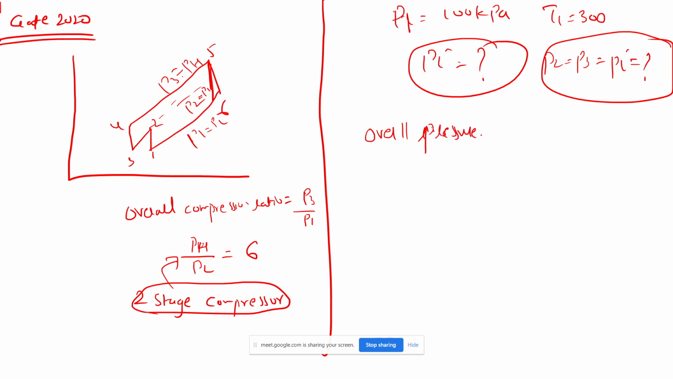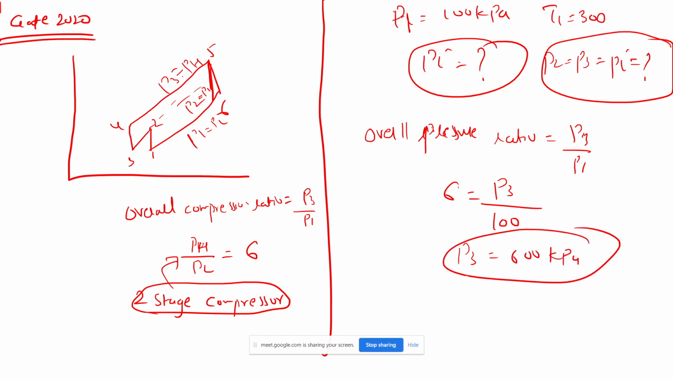Overall pressure ratio P4 upon P1 they have mentioned 6. P4 we will get from here. P1 they have given 100 kilopascal, so P4 will become 600 kilopascal. Now what is P intermediate? It is under root of P1 into P4, so 100 into 600, what we will get?